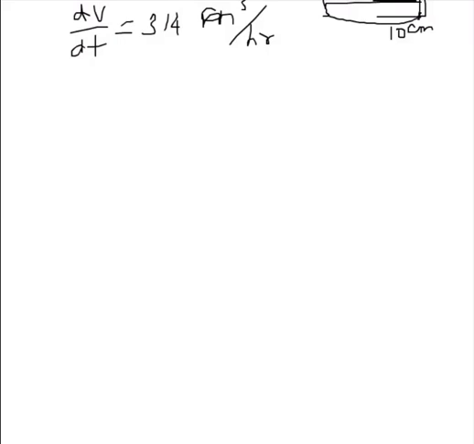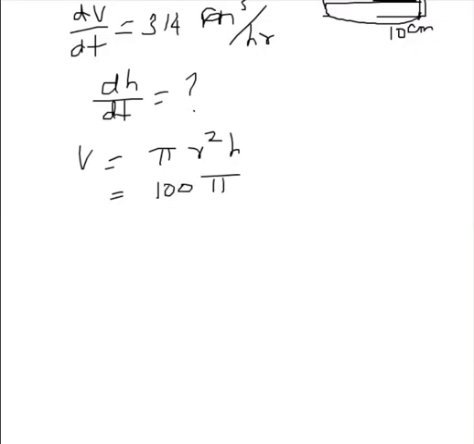Then the depth of the wheat, that is dH by dt, we have to calculate. So volume of the cylinder is pi r square h, but r is a constant, so I can substitute r as 10, so r square will be 100. As it is a constant, I have substituted, otherwise you have to substitute only after differentiation.